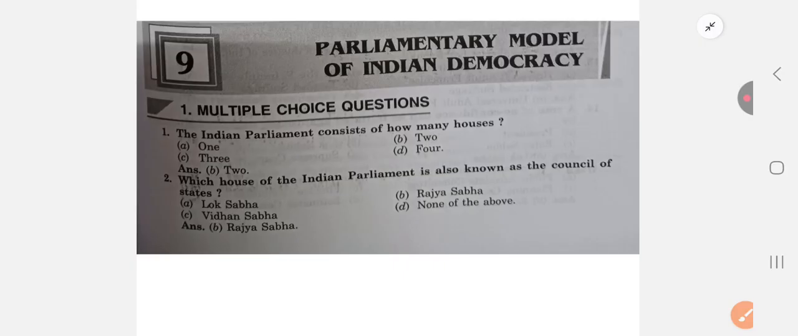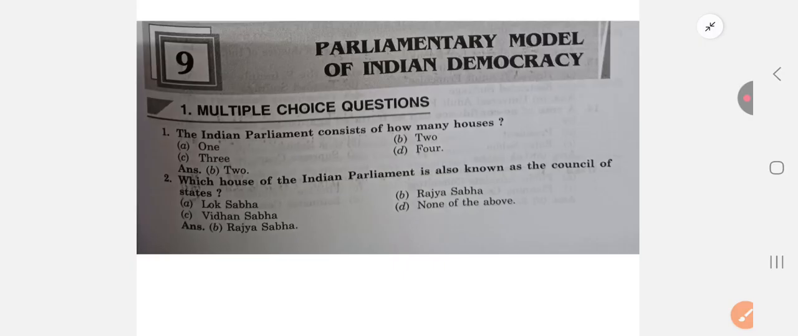Basically, the form of the government is parliamentary or presidential. It depends on the relationship that exists between executive and legislature. Where there is a close relationship between executive and legislature, there is parliamentary form of government. Where there is more separation of power, all the powers of three organs of the government are separate, there is presidential form of government.